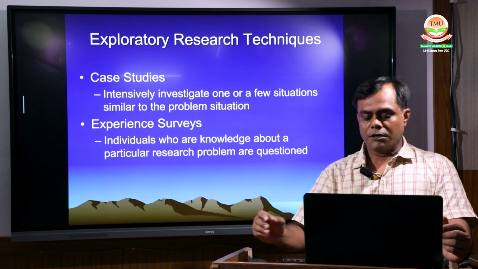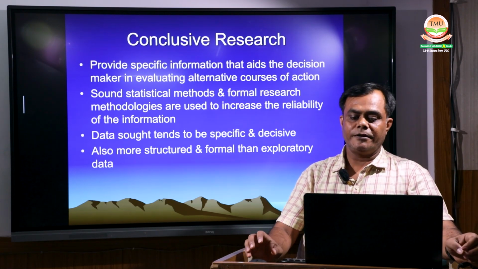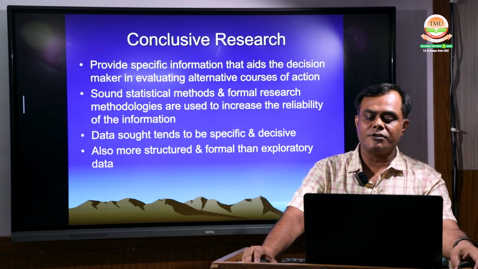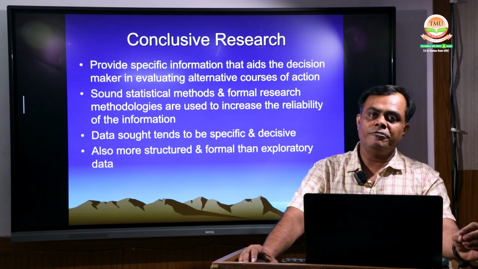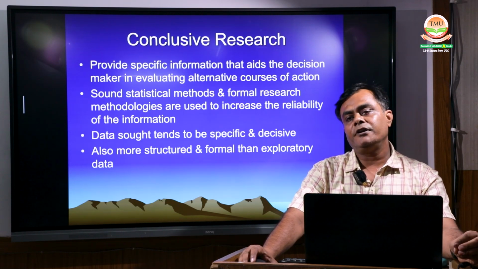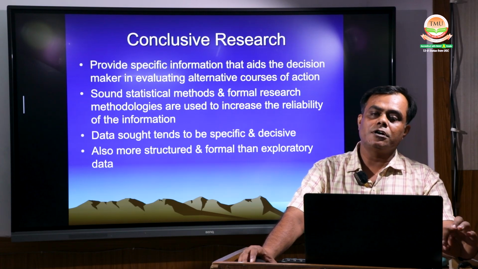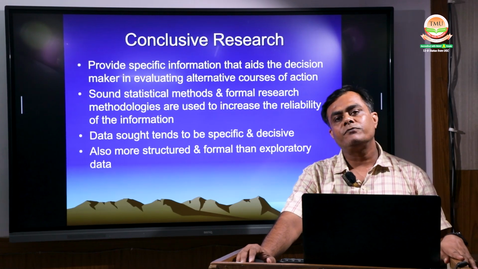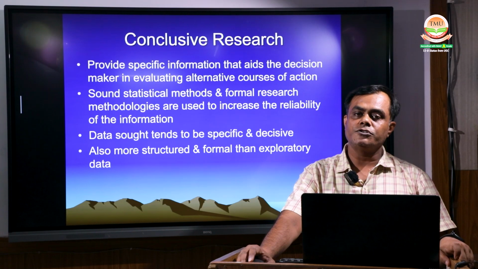Next is conclusive research. Conclusive research aims to provide a clear and definite answer to a specific research question by using a systematic and structured methodology. When we are using a systematic and structured methodology for clear, definite and specific research questions, we are using conclusive research. So conclusive research provides specific information that aids the decision maker in evaluating alternative courses of action.